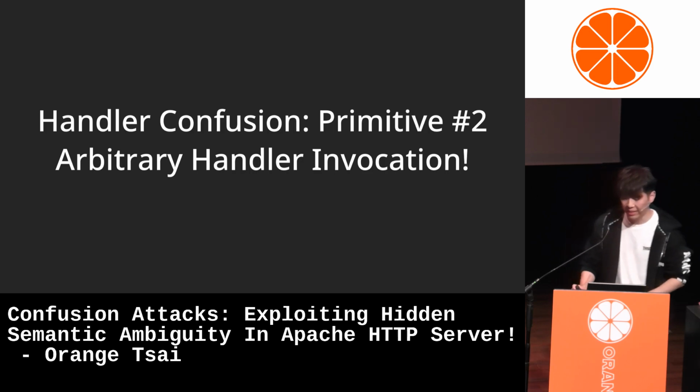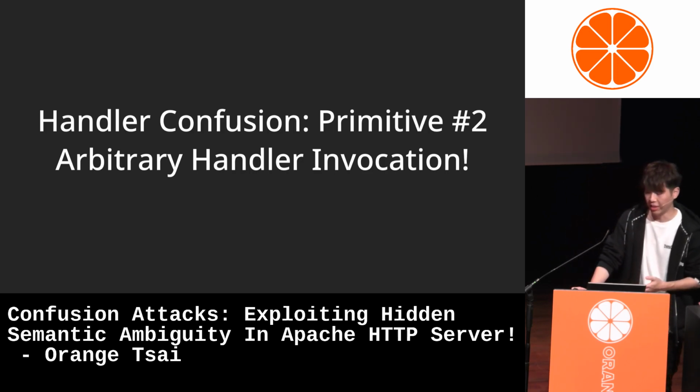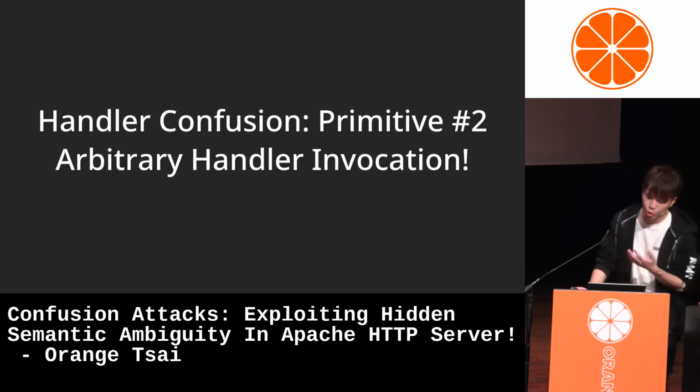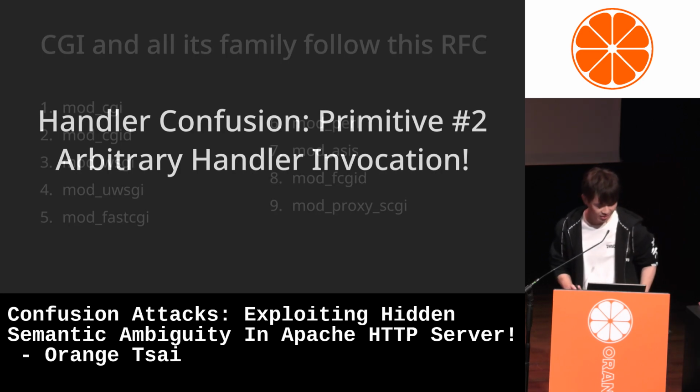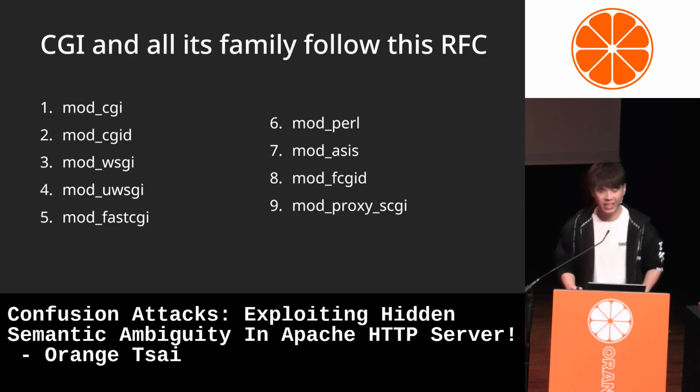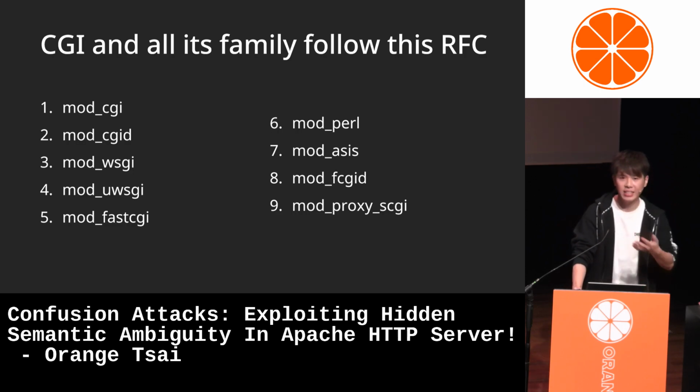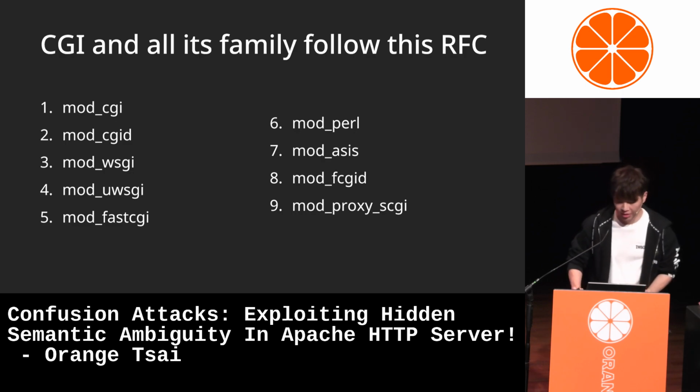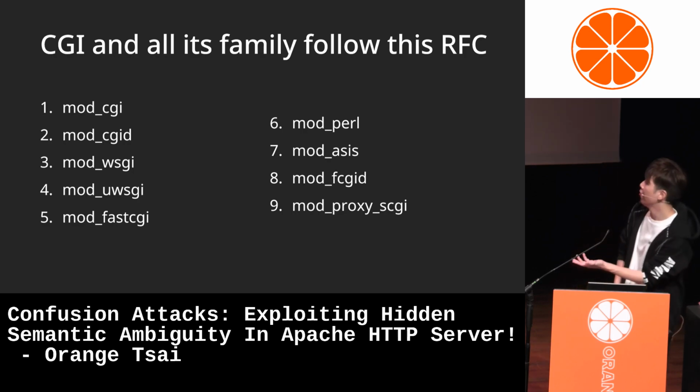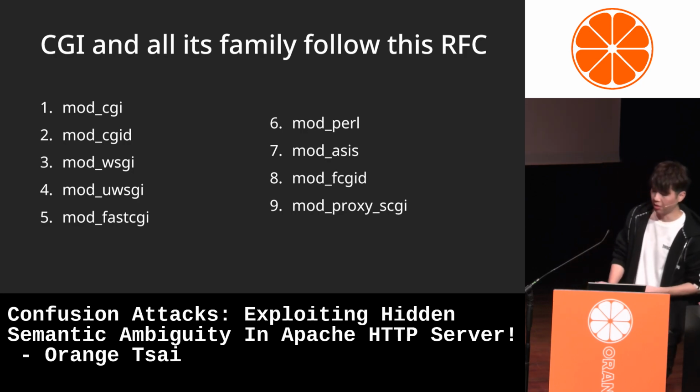So this is our second primitive. It's the ability to call an arbitrary handler. And basically, the entire CGI family follows this feature, including but not limited to WSGI, FastCGI, or uWSGI.